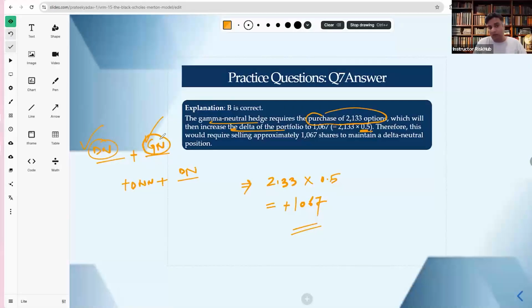When you try to make gamma neutral, it becomes delta not neutral because delta changed. Now you have to sell approximately this many shares, then it becomes delta neutral, and now this is delta neutral and gamma neutral both.